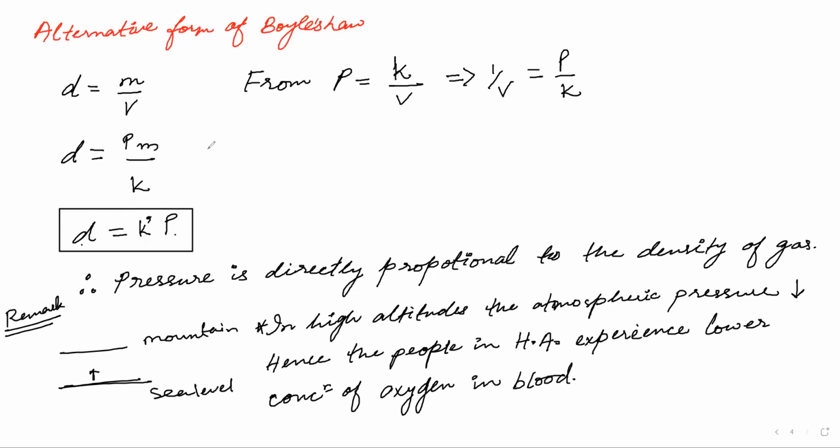K dash will be equal to, I can write, mass is a constant, and this is K. What is this? This is also a constant. So if I divide these two, then what will I get? A constant. Yes, sir. And what is that constant? K dash.